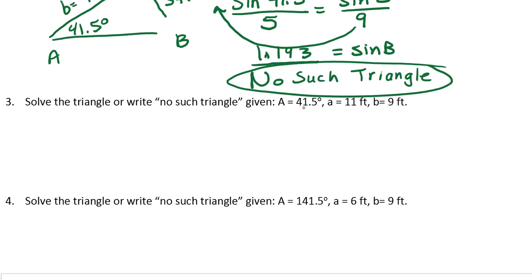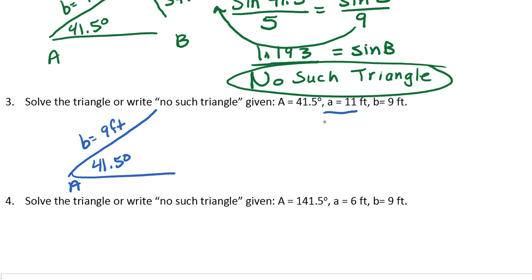All right, and then let's try another set of information here. We still have that same 41.5. That was a little too shallow. Let's try it again. 41.5 degree angle for A, and we still kept b as 9 feet. And now notice the big difference here is there's no question whether it works. a is greater than b.